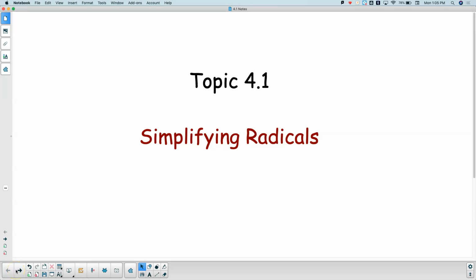Quick hitter of a unit. We've got 5 class periods left in November. The first 2 of them I'm going to use up with simplifying radicals. Today we're going to focus primarily on square roots. Wednesday we're going to translate that into 3rd roots, 4th roots, 5th roots, 19th roots, all that fun stuff.